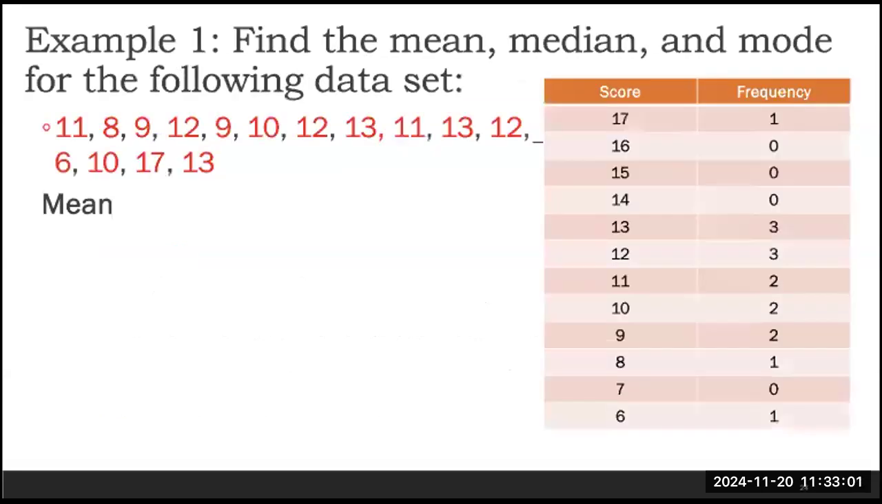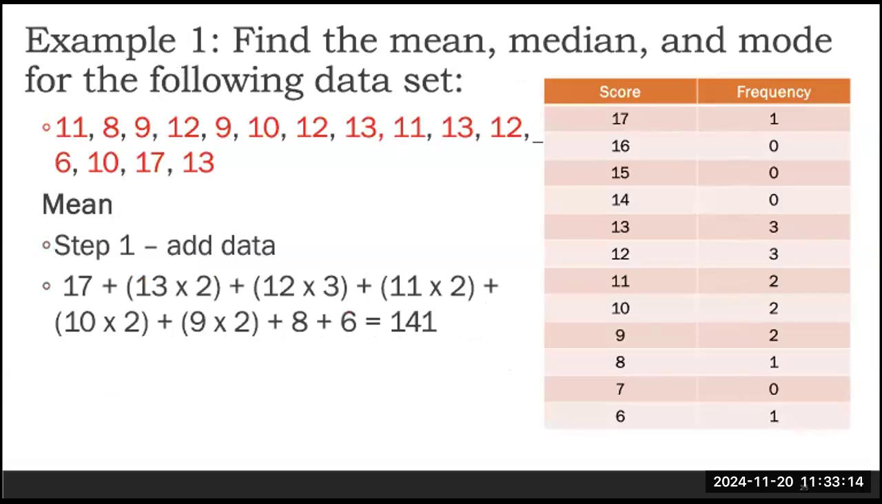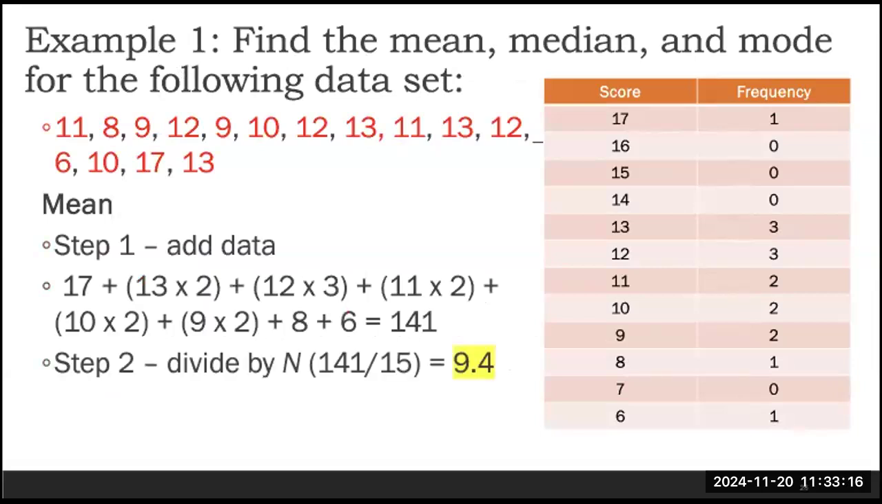So for example, if I were to give you this data set of that frequency distribution, I might say find the mean, median, and mode for this data set. So for mean, you would add the data and then divide by how many. So the mean of this data set is 9.4. Hopefully this sounds familiar, right?